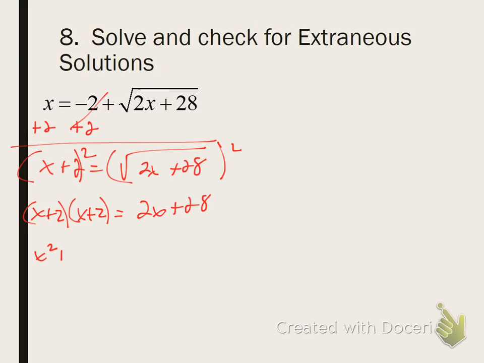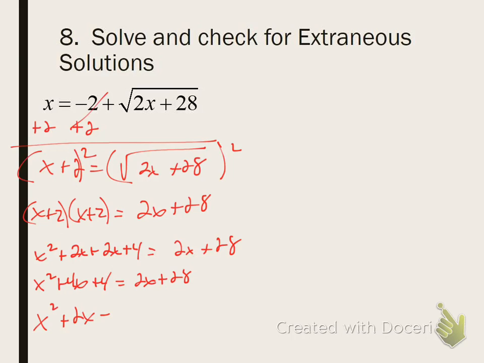And so we get x squared plus 2x plus 2x plus 4 equals 2x plus 28. So x squared plus 4x plus 4 equals 2x plus 28. Subtract 2x and subtract 28. You get x squared plus 2x minus 24 equals 0. And now we want to try to factor. And this will factor into x plus 6 and x minus 4.